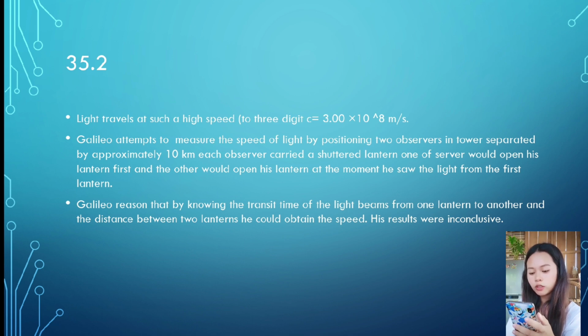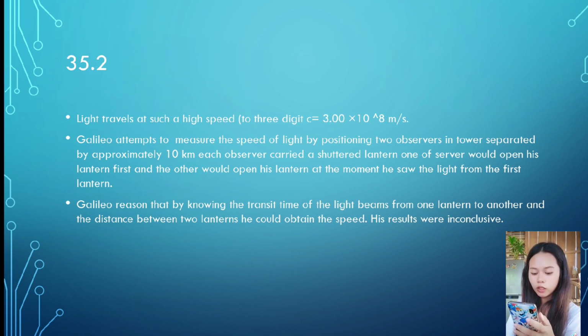Galileo attempted to measure the speed of light by positioning two observers in towers separated by approximately 10 km. Each observer carried a shuttered lantern. One observer would open his lantern first, and the other would open his lantern at the moment he saw the light from the first lantern. Galileo reasoned that by knowing the transit time of the light beams from one lantern to the other, and the distance between the two lanterns, he could obtain the speed.